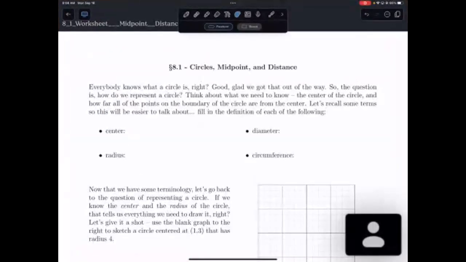Okay, now it did. Today we're talking about circles. This is our last bit of new stuff for the test.